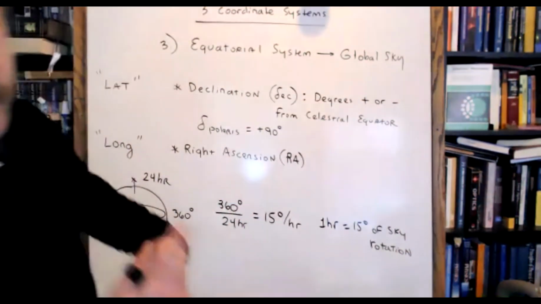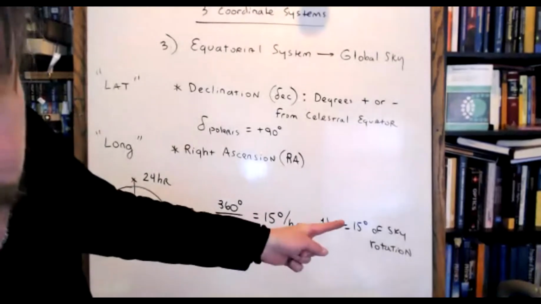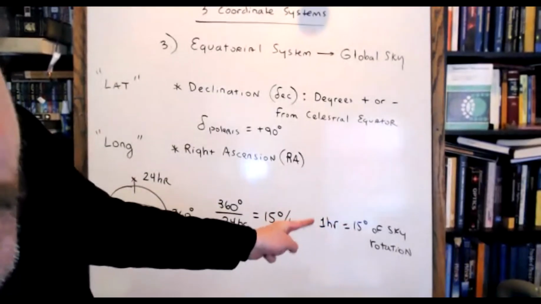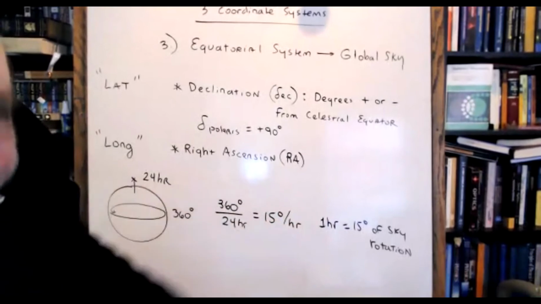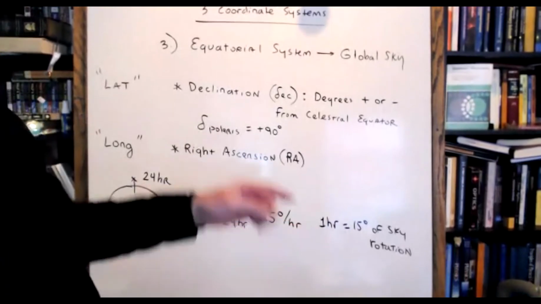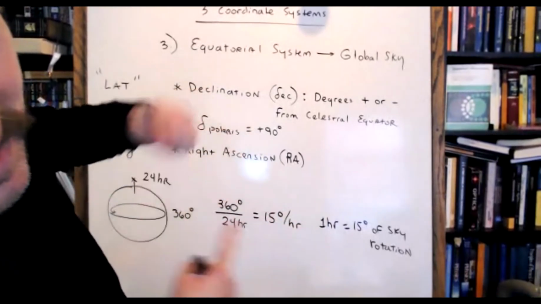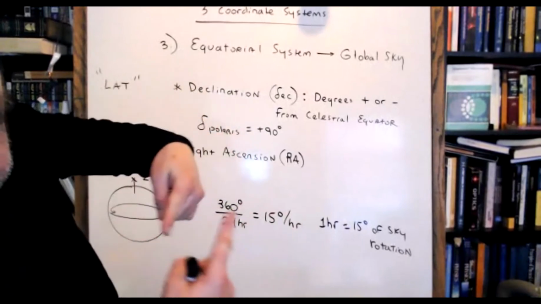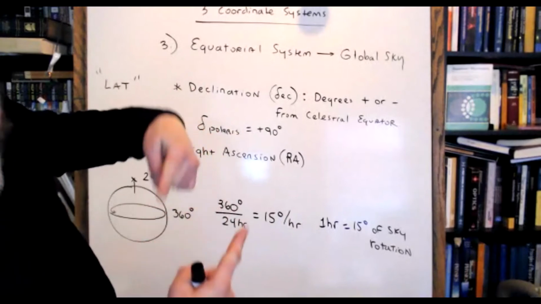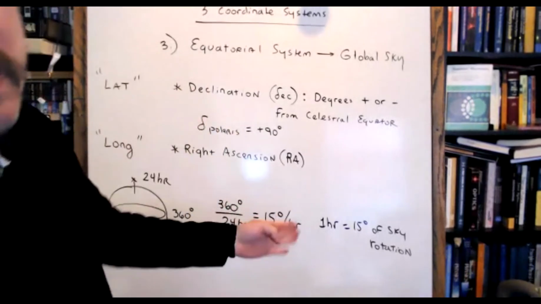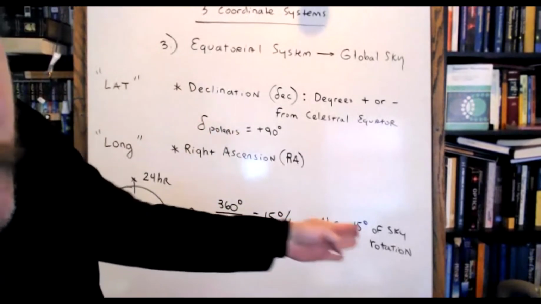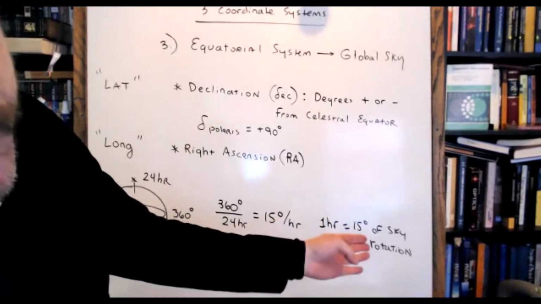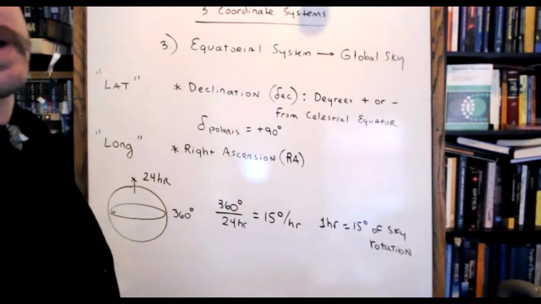So I can measure my right ascensions in degrees, but I can also measure them in hours if I want to. And the reason why I want to is when you're at a telescope, it helps you quickly figure out how long a star will be up in the sky and how long you have to wait until it comes up in the sky. So there is a good reason to make it in hours rather than degrees. But for now, I just want to show you that the two things are kind of equivalent.